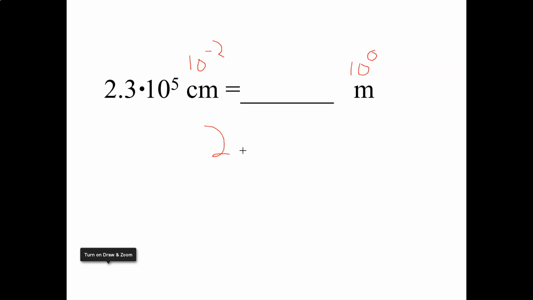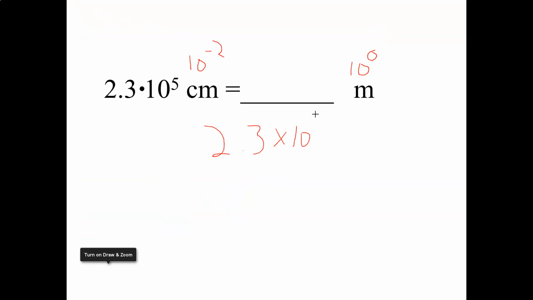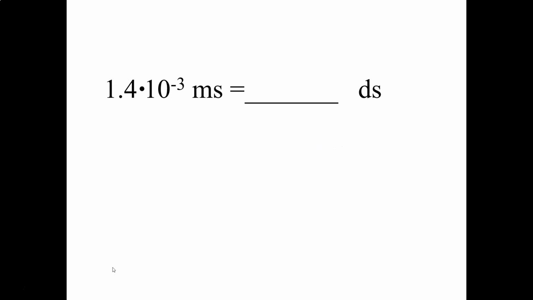So we're going to do 2.3 times 10 to the, what did I say? Whoops. 2.3 times 10 to the third power. Sorry, the writing prompt got a little goofy on me. Let's look at another one here.